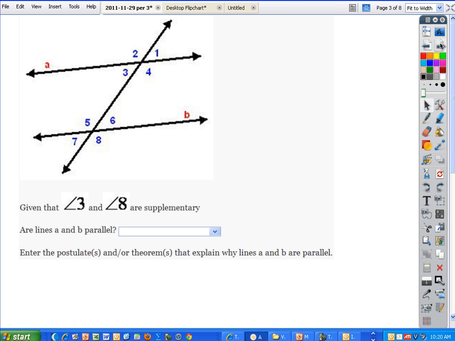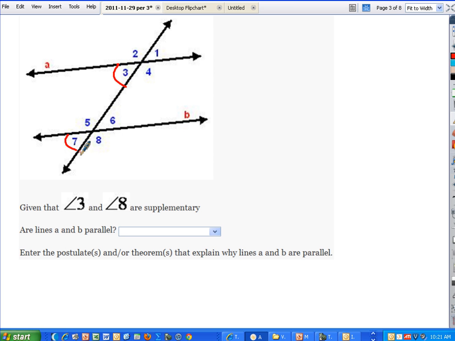All right, moving on. Okay. Here's another one. Given that angle 3 and angle 8 are supplementary, are the lines A and B parallel? And more importantly, enter the postulates and or theorems that explain why lines A and B are parallel. So if 3 and 8 are supplementary, is that enough information? It is, isn't it? Because if 3 and 8 are supplementary, look what we can do. How can I relate 3 and 8 there? Okay, good. 3 and 7 are corresponding angles, so they are congruent, right?